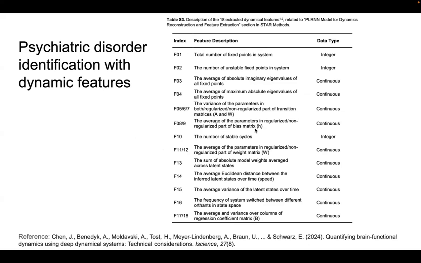It doesn't really matter too much, but they do things like total number of fixed points, the number of unstable fixed points, the average of absolute imaginary eigenvalues, the average of the maximum eigenvalues, number of stable cycles, the average variance of the latent states over time, et cetera. So it's a bunch of different dynamical system features that you could normally not get from fMRI data very easily.